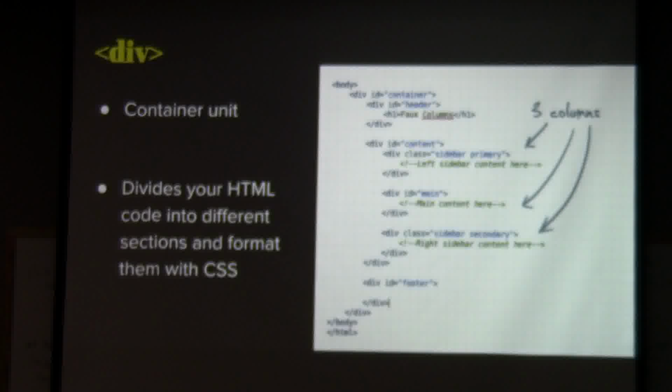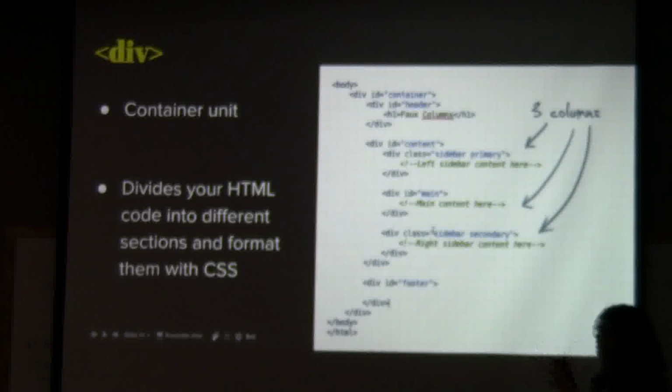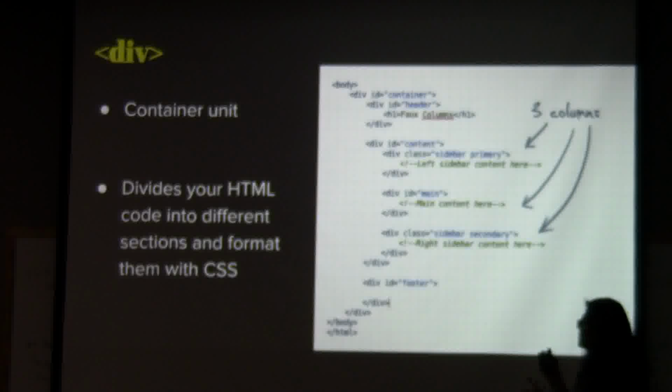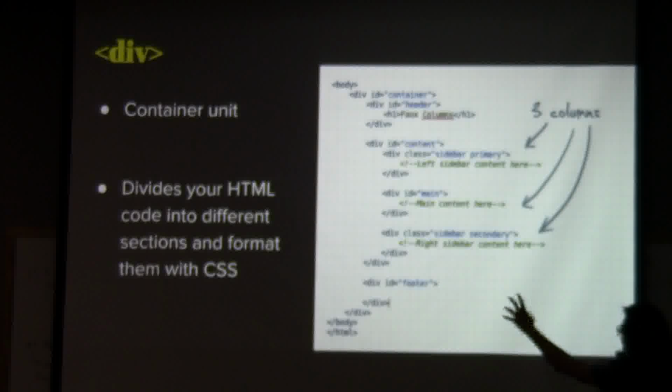All right, so I'm just going to talk about div, which is basically like division, not the arithmetic, but it just divides your code. It's a container unit. If you have lots of lines of code and you want to have different styles for different parts of the code, you use div. What it does is it divides your HTML code into different sections and formats them with CSS.